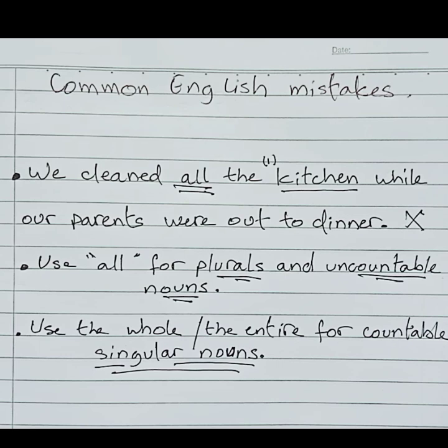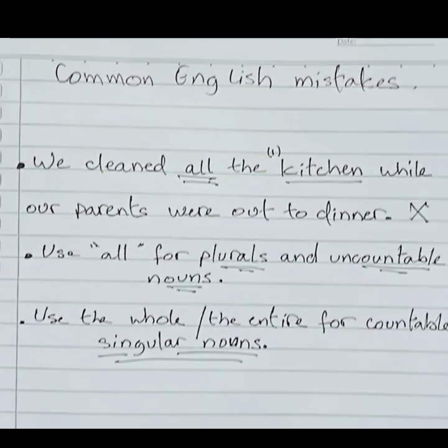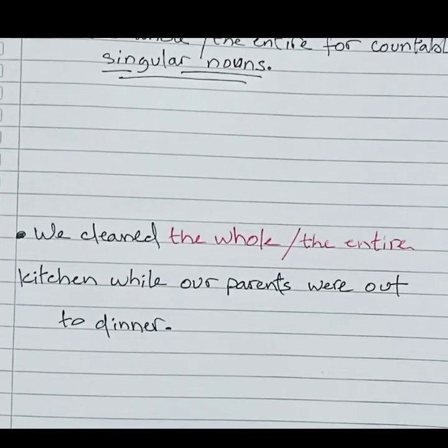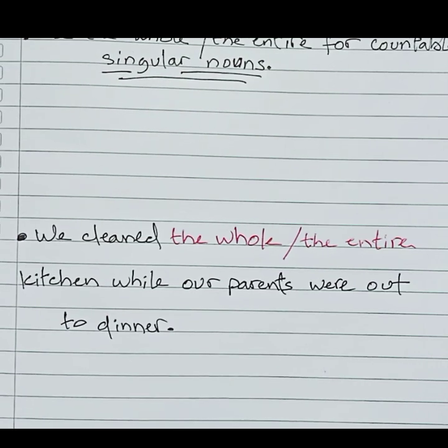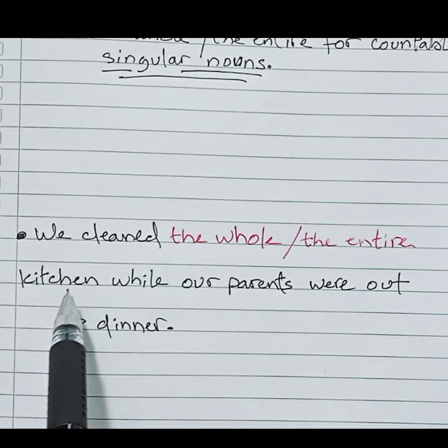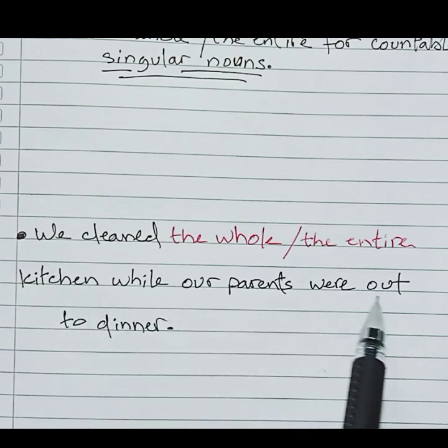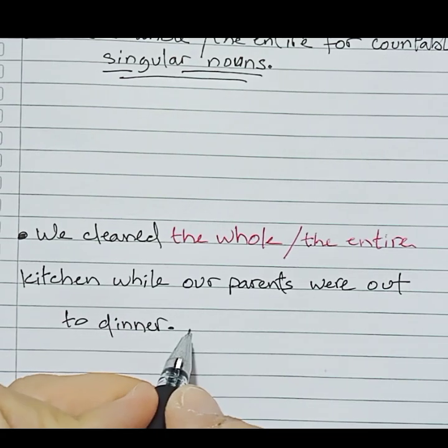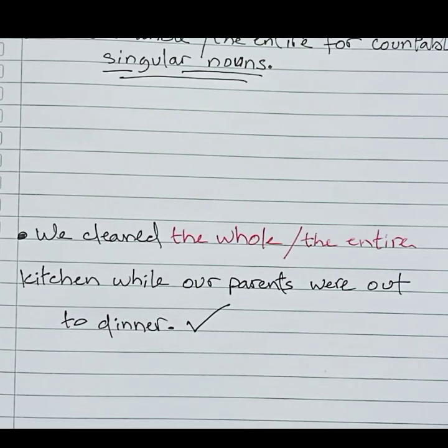All right? So how to fix this sentence? This sentence should sound something like this. We cleaned the whole kitchen while our parents were out to dinner. Or we cleaned the entire kitchen while our parents were out to dinner. And there you are. You're good to go. Well done.